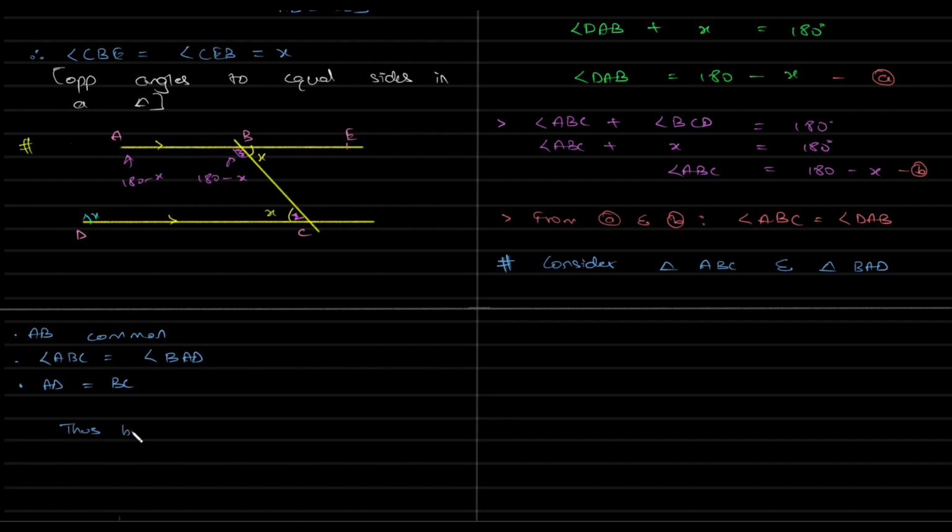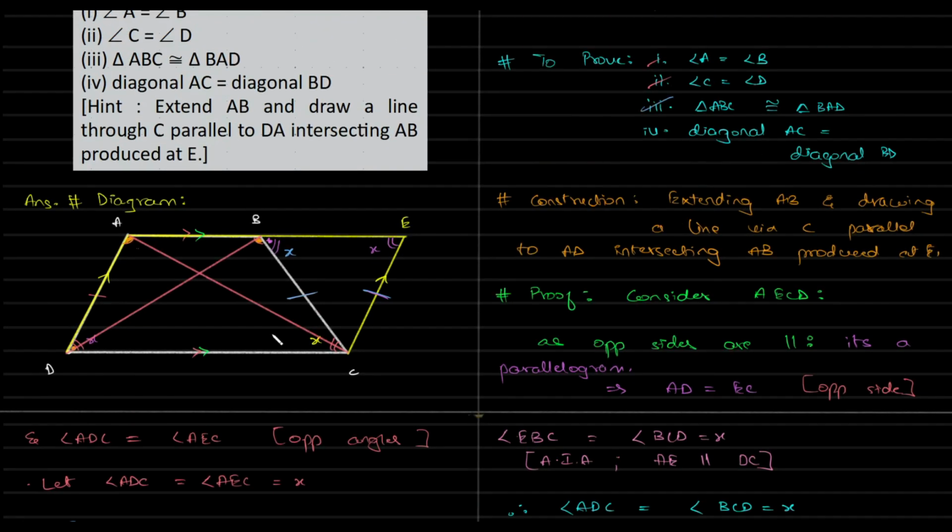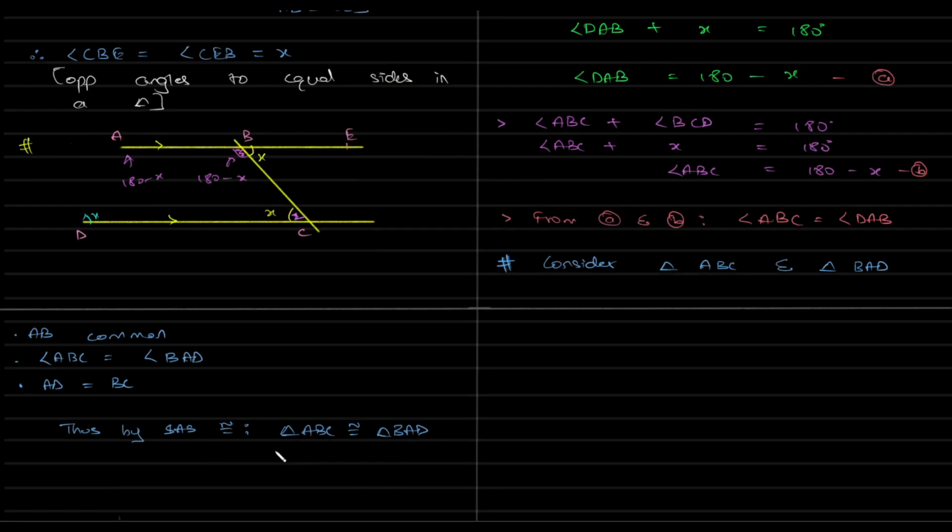Thus by SAS congruency, triangle ABC is congruent to triangle BAD, right? So that is done. And diagonal AC is equal to BD, that is simple. Since we have proved this by CPCT, BD is equal to AC, and we are done.